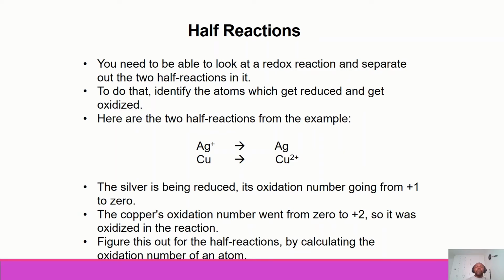So you need to be able to look at a redox reaction and separate out the two half reactions in it. To do that, identify the atoms which get reduced and which one gets oxidized. So here are the two half reactions from the example. Silver ion is moving to silver, while copper is moving to copper 2+ ion. Silver is being reduced because it's moving from +1 to 0. Copper is oxidized because it's moving from 0 to +2.